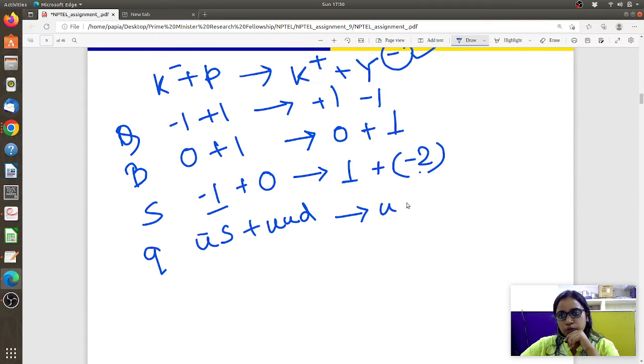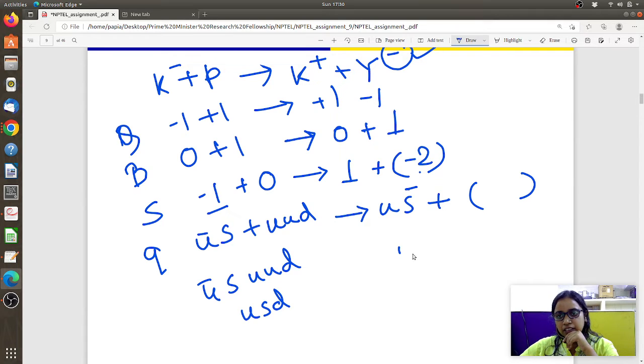It will be U bar S. Plus what will be there? I have to search for that. So what was there? U bar S UUD. So that means as a combination, what can I write? USD. And on the right hand side, U bar S is there and something is there which will make it USD.